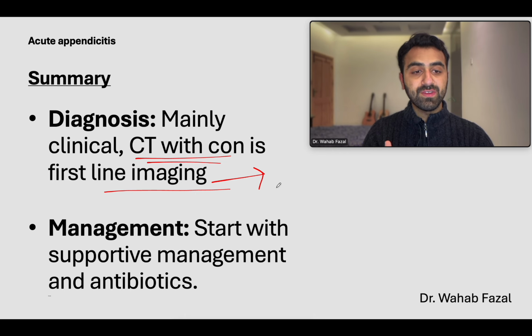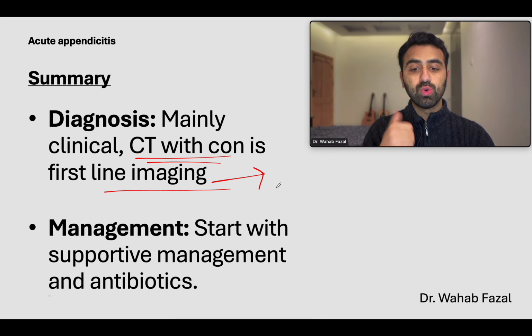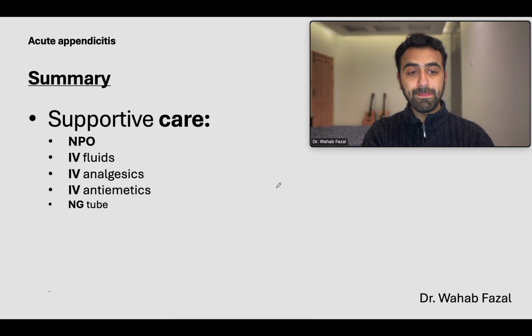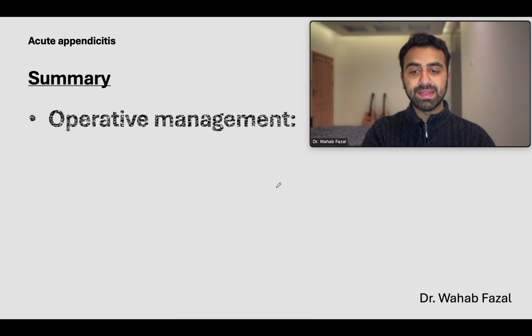Management, you start with supportive management like IV fluids, analgesia, antiemetics, get the patient NPO, get the general surgery consult, and start them on broad spectrum antibiotics. What broad spectrum antibiotics? Usually third generation cephalosporins plus metronidazole. This is the dual therapy. Supportive care includes NPO, IV fluids, IV analgesics, IV antiemetics, NG tube to decompress, and antibiotics, which cover gram negatives and anaerobes, like I said.